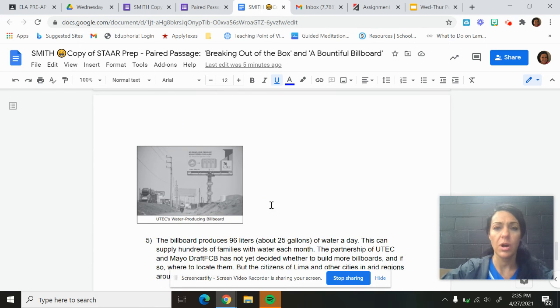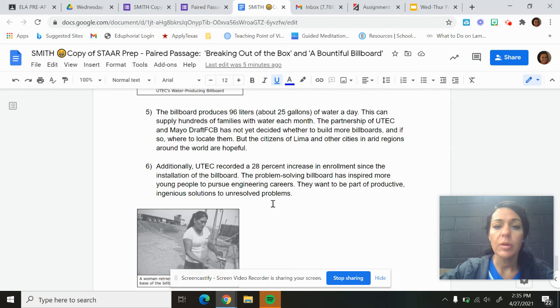Isn't that cool? You just walk up to a billboard, take a little drink of water. The billboard produces 96 liters, about 25 gallons of water a day. This can supply hundreds of families with water each month. The partnership of UTEC and Mayo Draft FCB has not yet decided whether to build more billboards, and if so, where to locate them. But the citizens of Lima and other cities and regions around the world are hopeful.